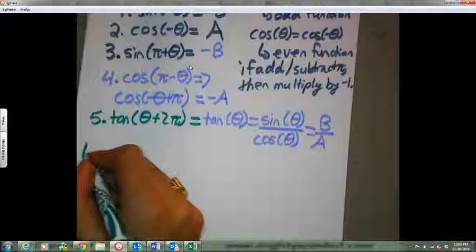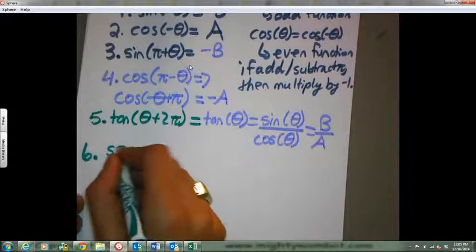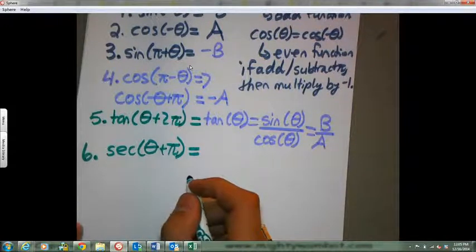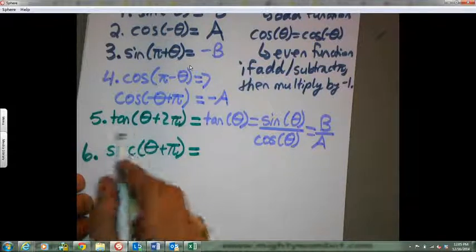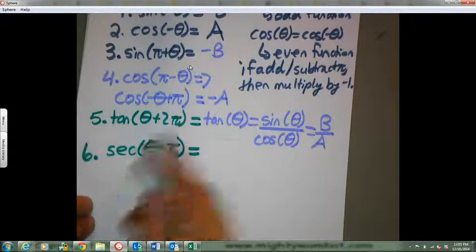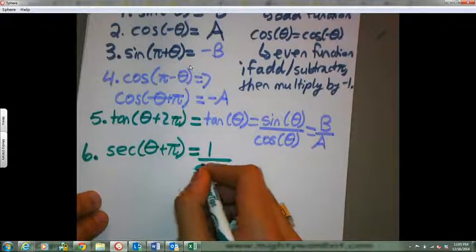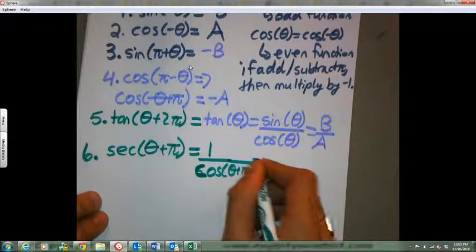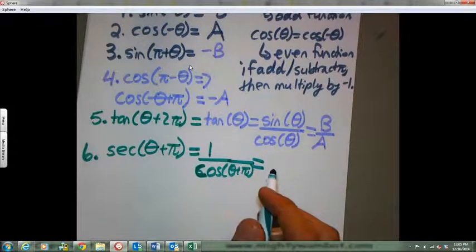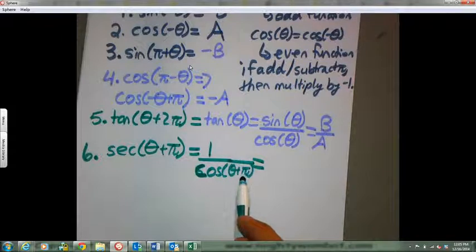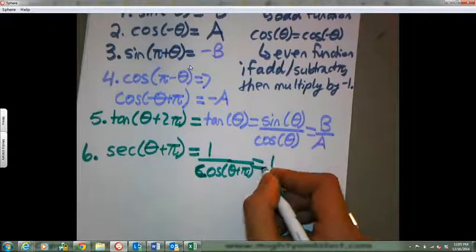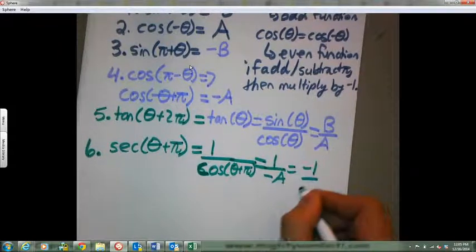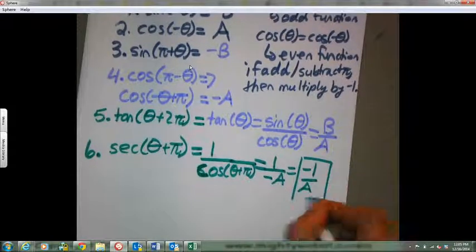Alright, number 6. Here we have it. Remember how you can write secant using either sine or cosine? Remember what happens when you add pi? I like to bring the negative to the numerator. You totally don't have to, though.